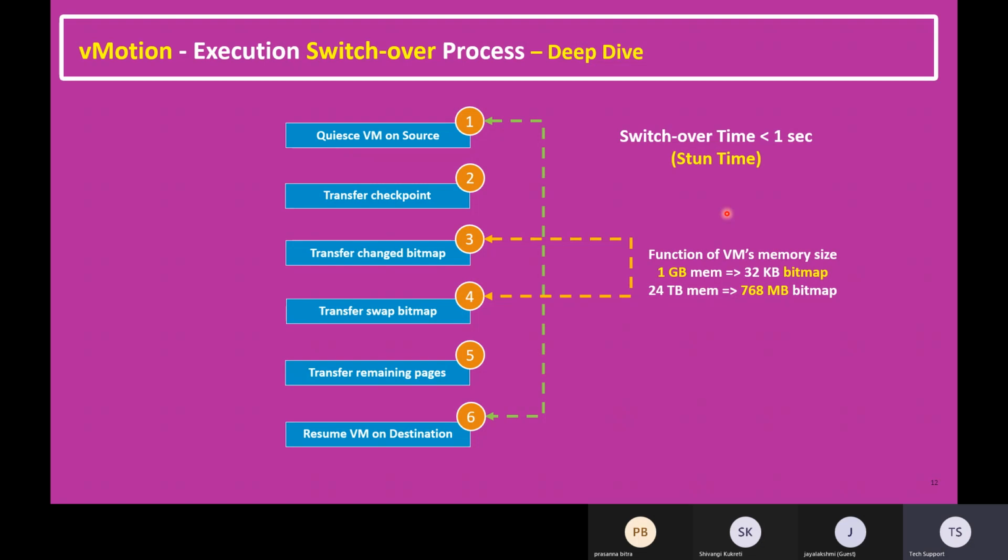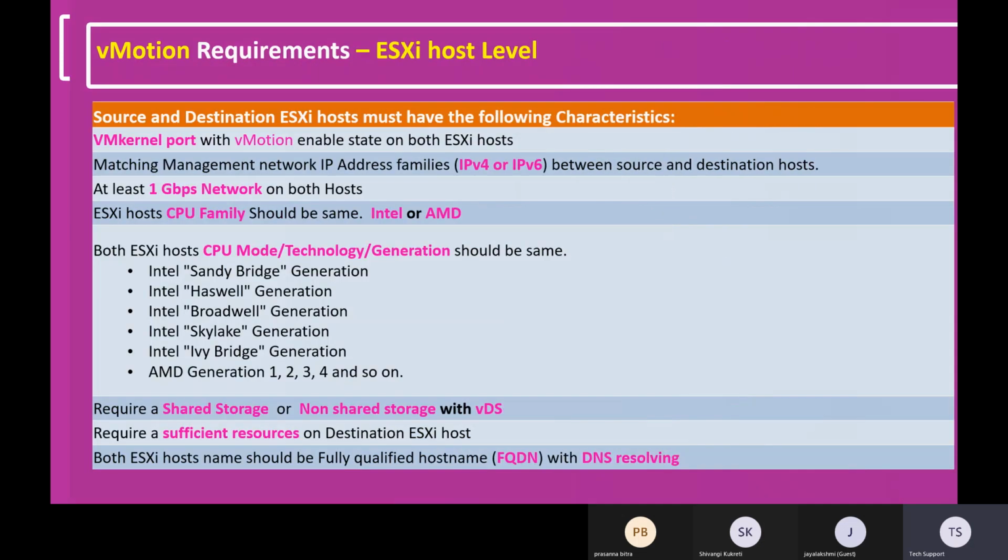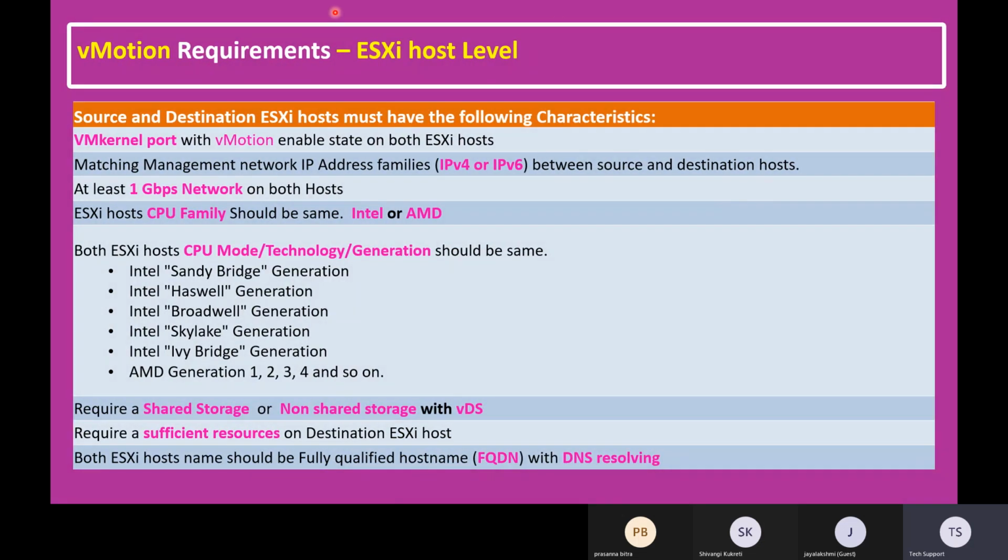Now we'll talk about vMotion requirements. If I want to migrate a VM from one ESXi host to another ESXi host, as I mentioned, we have to meet some minimum requirements. So those requirements we'll discuss here. We'll talk about the ESXi host level first, and then we'll talk about the virtual machine level. If I want to migrate the virtual machine from source to destination, these requirements should apply to both source and destination ESX. That's why I highlighted here, source and destination ESXi hosts must have the following characteristics. So what are these requirements? We can discuss them one by one.